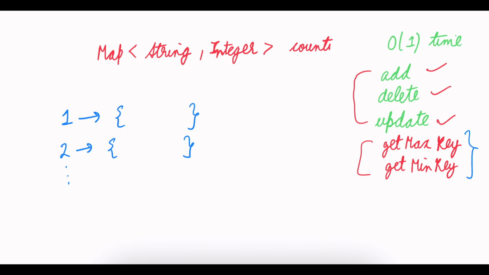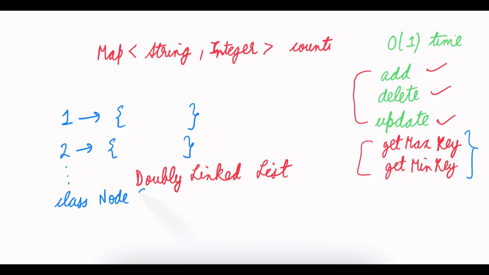In our previous videos, we discussed doubly linked list, and in a doubly linked list, we can create a new node, delete a node and update a node in O of 1 time if we get the reference to that node. To denote a doubly linked list node, we can create a class Node, and inside of this class we can have a count and a set of strings which have that count.